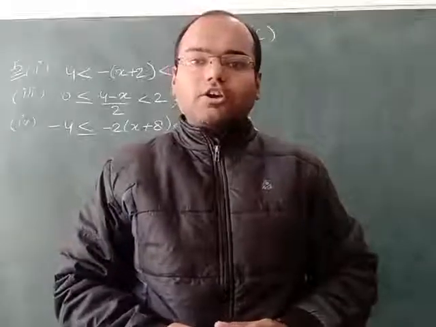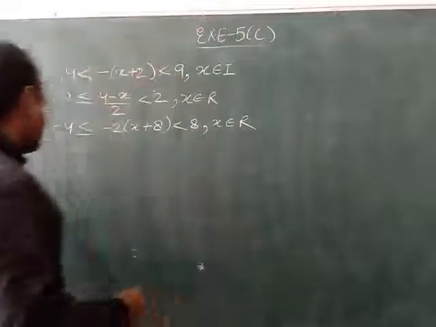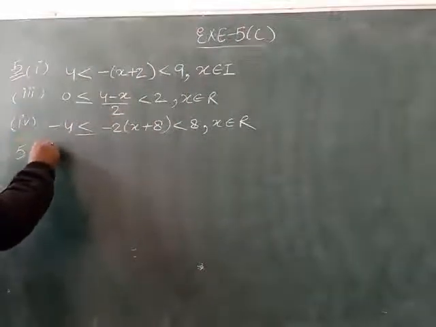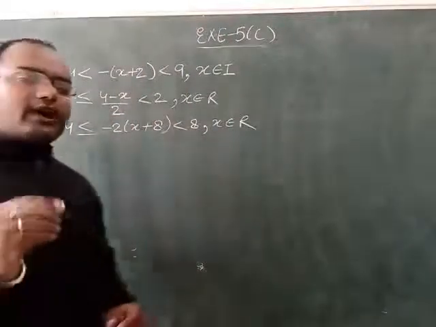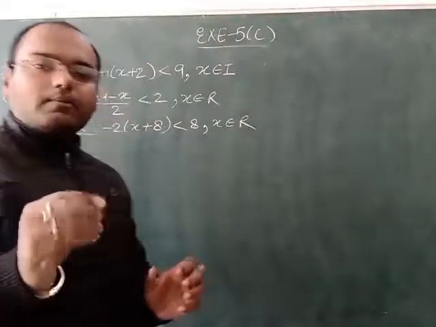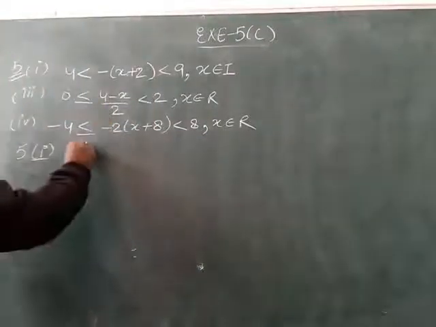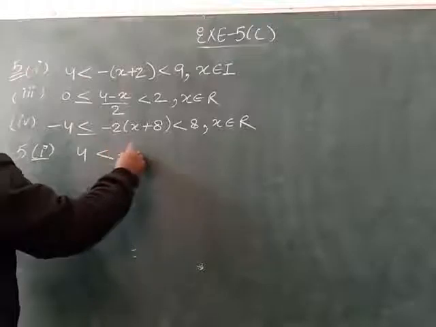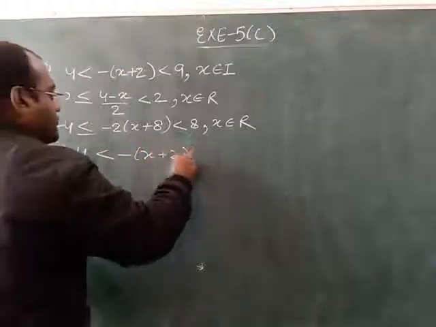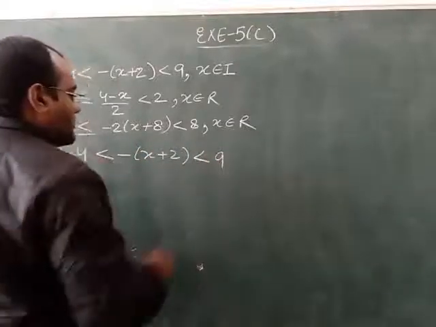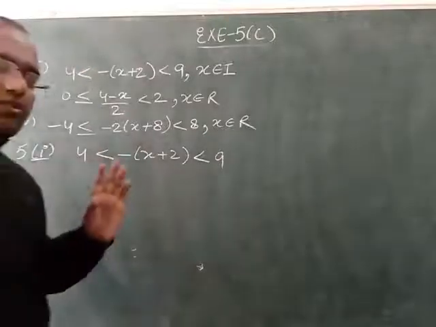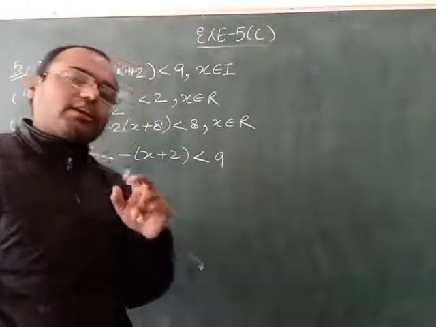Now all of you see question number fifth, first part. Solve and show graphically. We have to draw the number line also. The question is 4 less than minus bracket x plus 2, less than 9. In this question you will observe two signs of inequality are coming, double.